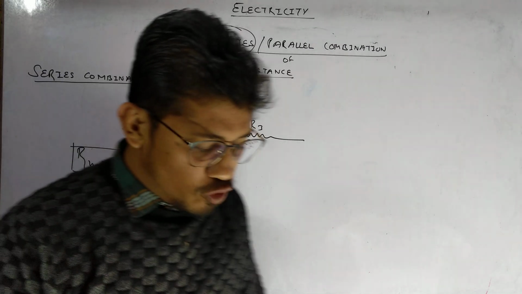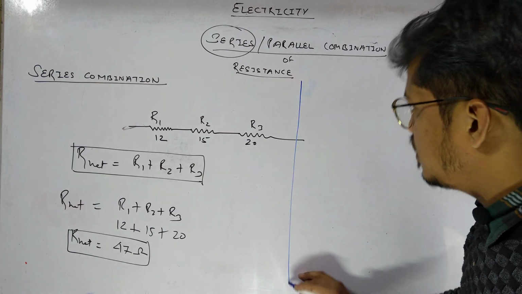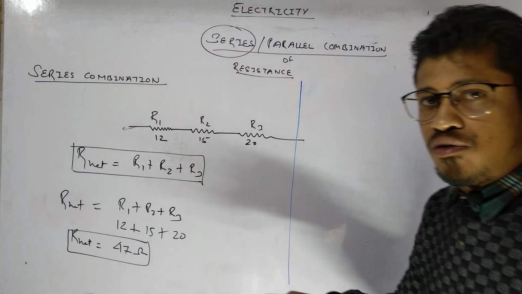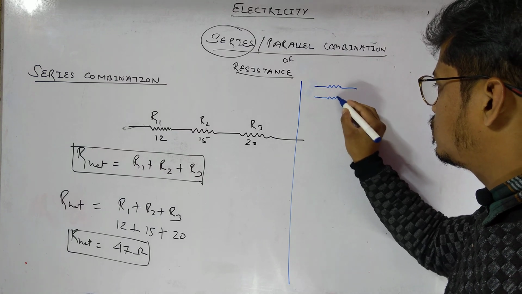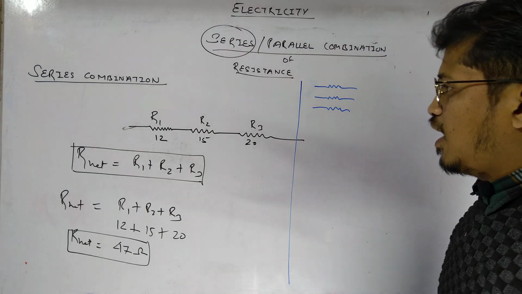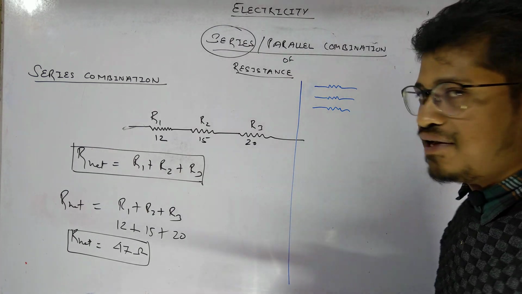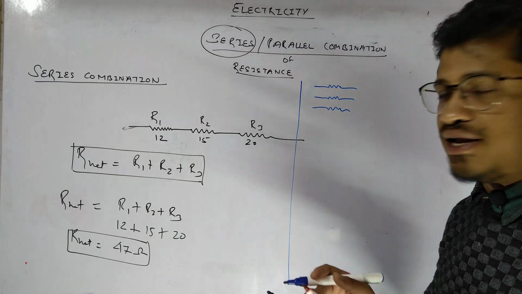Now I'm going to discuss the parallel combination. What is a parallel combination? Suppose that you have three resistances, this one, and this one. Now I'm going to arrange these three resistances in a parallel manner. So how can we arrange them?